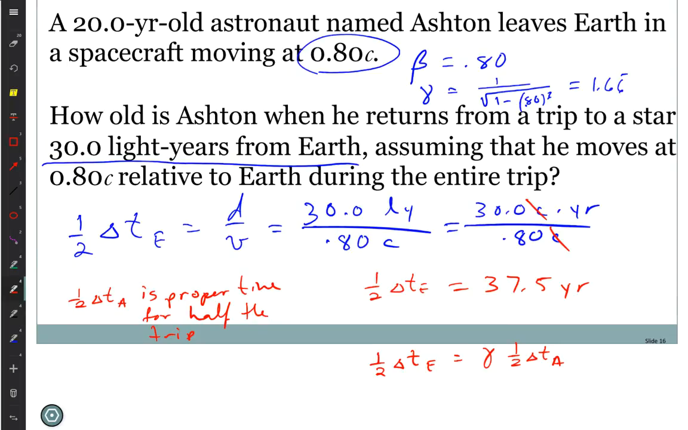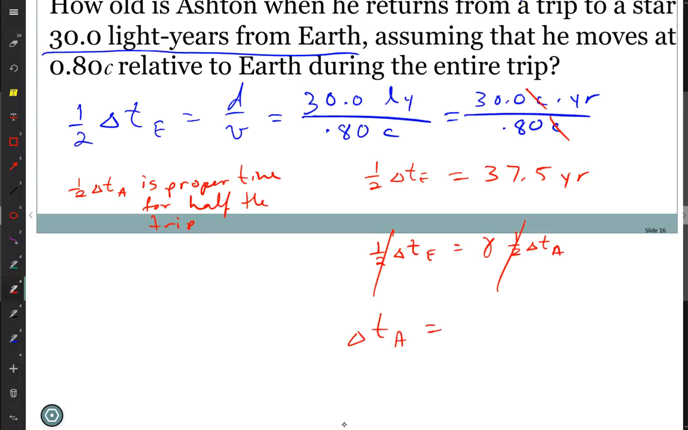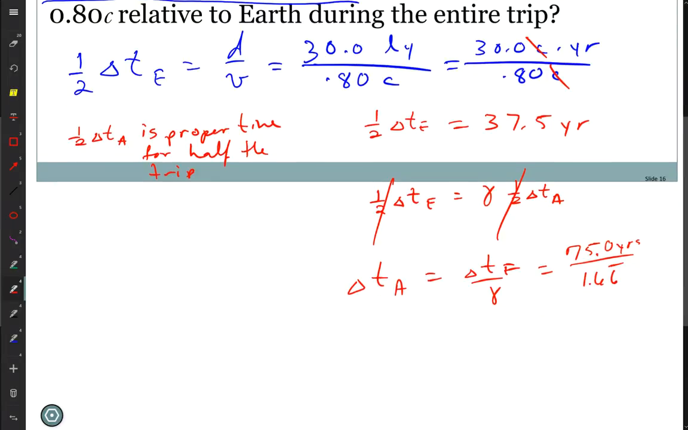So that means the time that's measured by the astronaut, if we have half the time, we can double it. I'll get rid of the 1/2s now. Delta time for the astronaut is equal to delta time on Earth over gamma, and the delta time on Earth is going to be 2 times 37.5, which is 75. 75.0 years divided by 1.6 repeating.